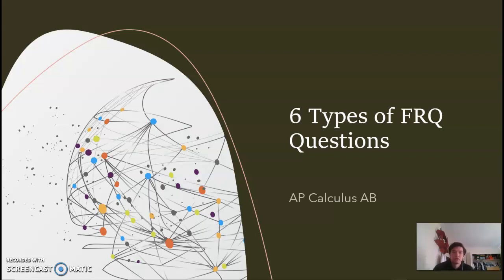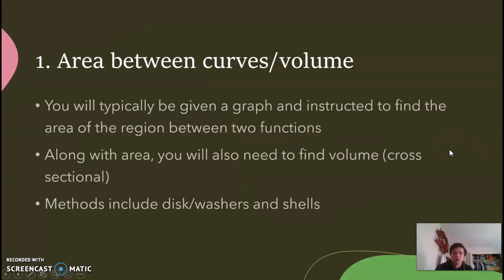Take a look at the 6 types of FRQ questions that will come up during the AP Calculus AB test. All right, so the first one is going to be area between curves and volume. On these, you'll usually be given a graph and then instructed to find the area between two functions. Along with that, you'll also need to find the volume, so using integration, stuff like that.